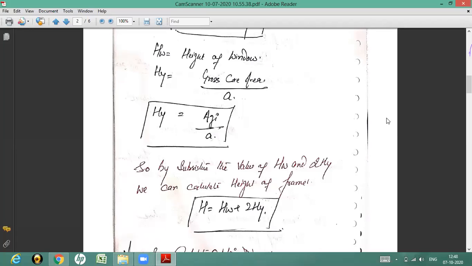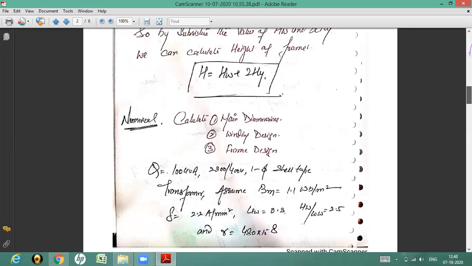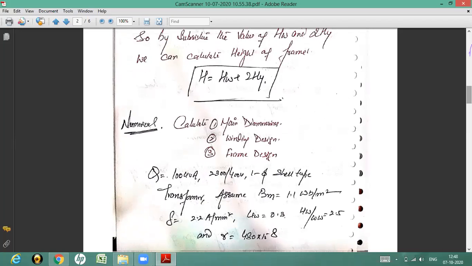Yes, sir. Okay, fine. So this is all about the frame design. Clear? Now based upon that, we have to start our numerical. I can give you the numerical here, and you people start continuing it, and we will discuss one by one here.